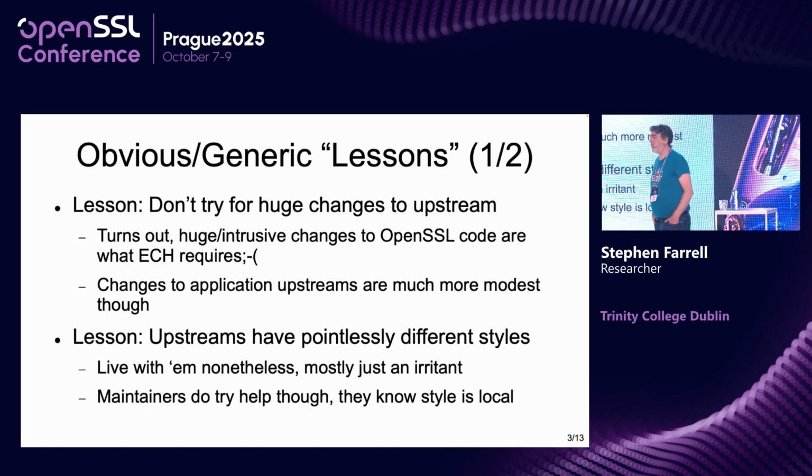Another lesson we learned was that all of the different upstream projects, OpenSSL and the rest, have pointlessly different styles. Somebody wants something tabbed here, and when you go to the next project, they want it done differently. Somebody has a style of providing certain types of APIs, and they like to keep with what they're doing. So you end up having to live with these, from the external point of view, irritating and pointless things that have to get past various people's CI jobs and so on.